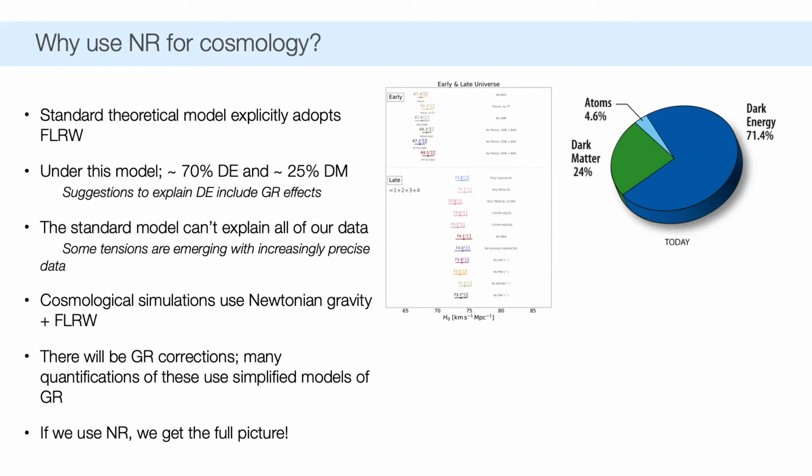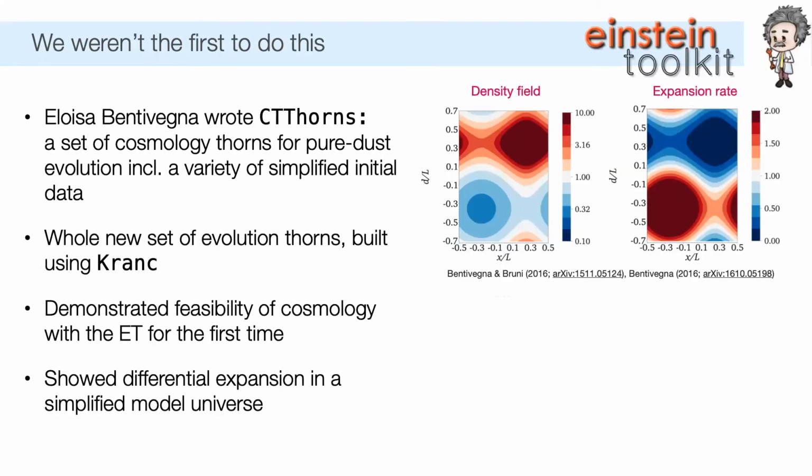So of course there will be general relativistic corrections to this Newtonian description, and many quantifications of these use simplified models of general relativity. If we instead use numerical relativity, we get the full picture instead. And I must stress that we weren't the first to do this.